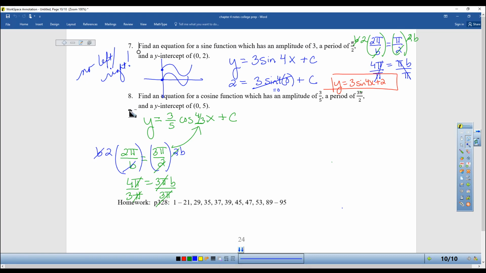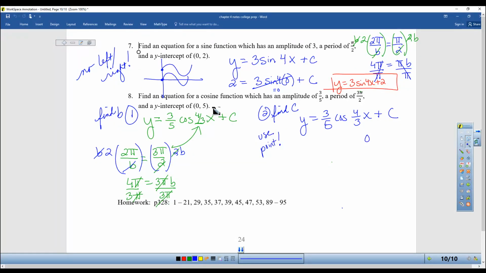Now that's like step one, is find b. Step two is to find c. So y is equal to 3/5 cosine of 4/3 x plus c. Use the point that they gave you. You know that when x is 0, y is 5. This is what I did last time. But it was easy with sine because sine, when it moves, it starts at 0. So when it moves up 2, it's easy.